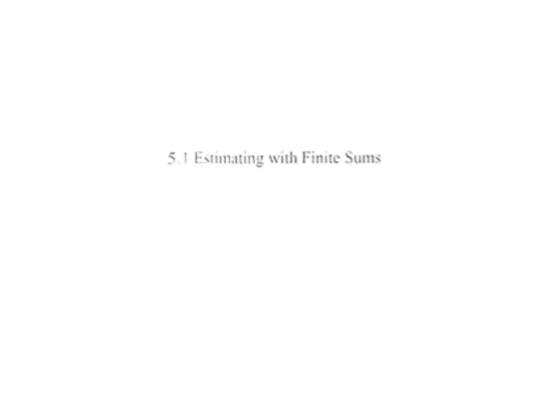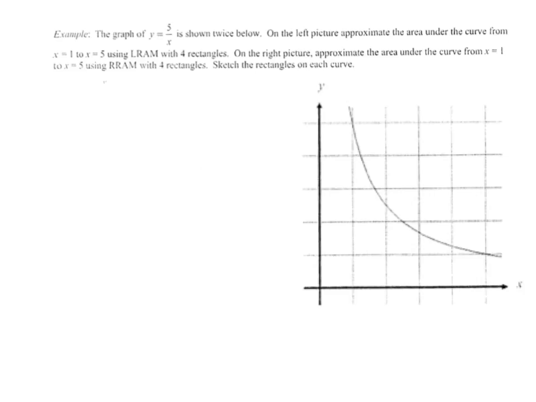The beginning of chapter 5 talks about estimating with finite sums. And what we're going to be estimating is the area under a curve, which is actually the second part of calculus. So we're going to look at the graph of 5 over x. And what we want to do is estimate the area under the curve from 1 to 5.